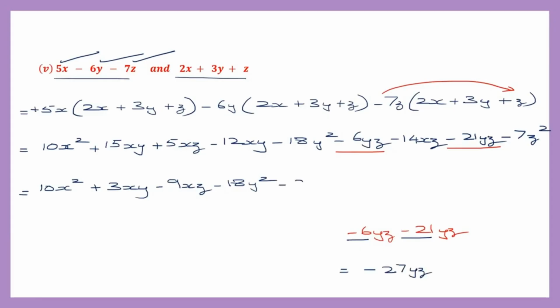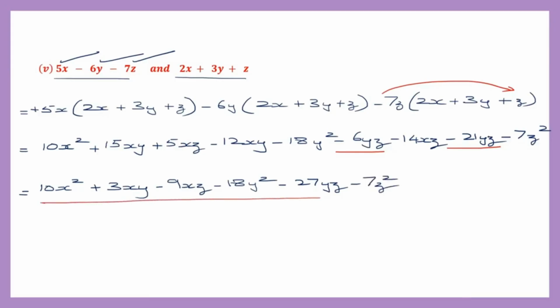So what do we have? Minus 27yz. Then the next one is xz, which we already finished. Now the last one is minus 7z square. Minus 7z square. So can you see we have our answer ready here? Let's read out our full answer. 10x square plus 3xy minus 9xz minus 18y square minus 27yz minus 7z square.